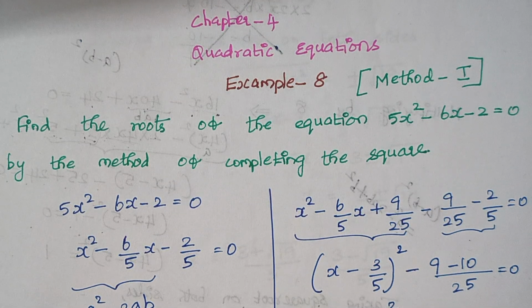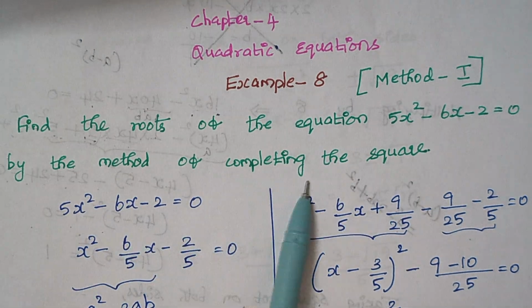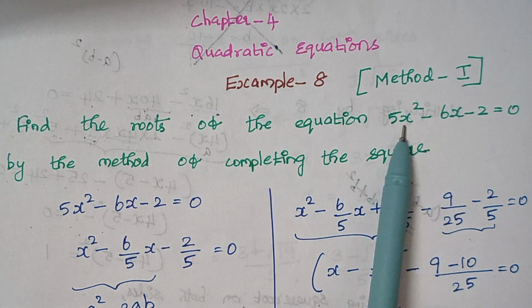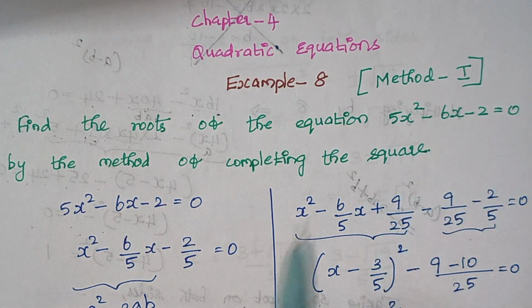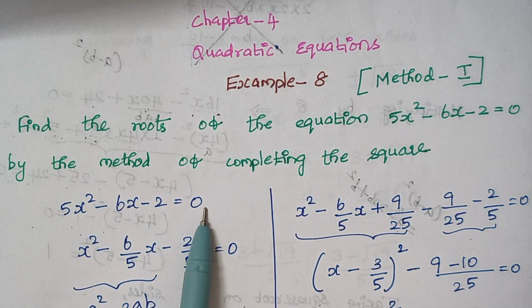Today we are going to solve example 8 in chapter 4, quadratic equations. In this video we are going to solve this same problem by two methods. First, by method 1, find the roots of the equation by the method of completing the square. So this is the given equation: 5x square minus 6x minus 2 equal to 0.